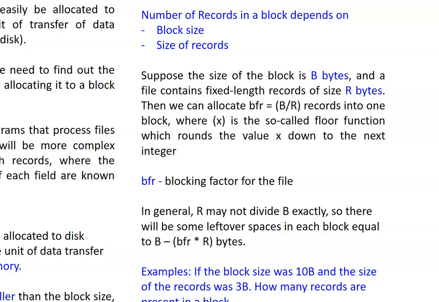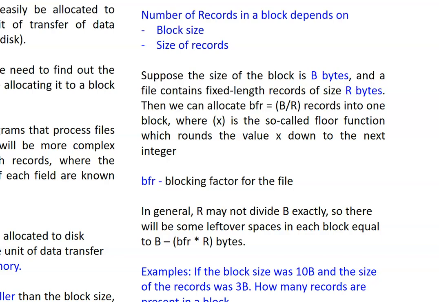So suppose the size of the block is B bytes, and the file contains fixed length records of R bytes each. Then we can allocate BFR records per block. What is BFR? BFR is the blocking factor for a file, which is the number of records in a block. That is what we call the blocking factor.